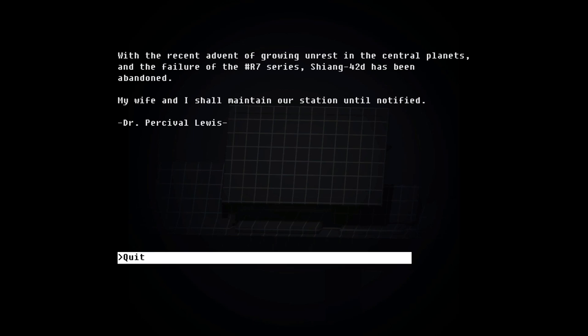With the recent advent of growing unrest in the central planets, the failure of the R7 series, Xiang Ford 2D has been abandoned. My wife and I shall maintain our stations until notified.